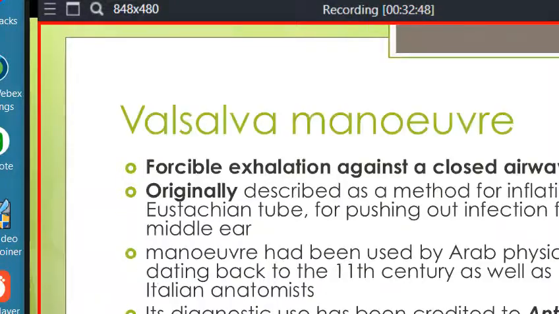The most important of these maneuvers is the Valsalva maneuver. All of you know the Valsalva maneuver is a forcible exhalation against a closed airway. It was originally described as a method for inflating the Eustachian tube for pushing out infection from the middle ear. This maneuver had been used by Arab physicians dating back to the 11th century as well as by early Italian anatomists. This diagnostic use has been credited to Antonio Maria Valsalva.